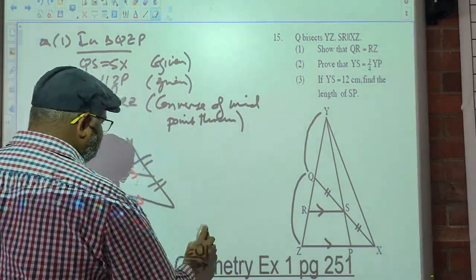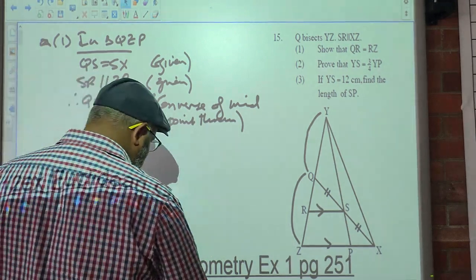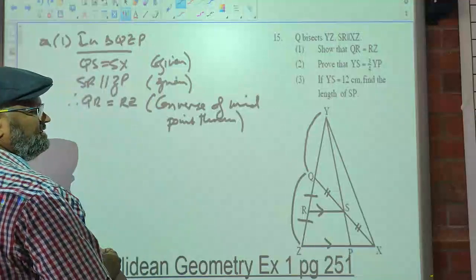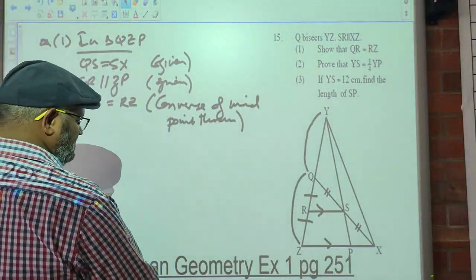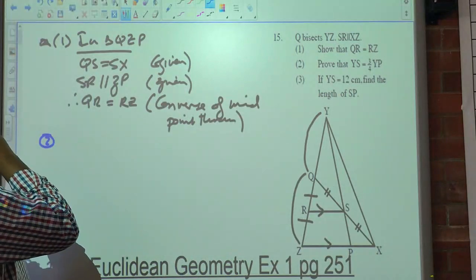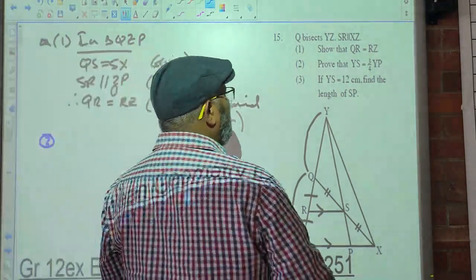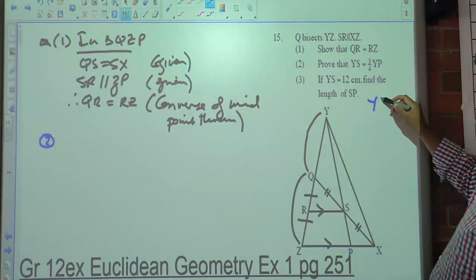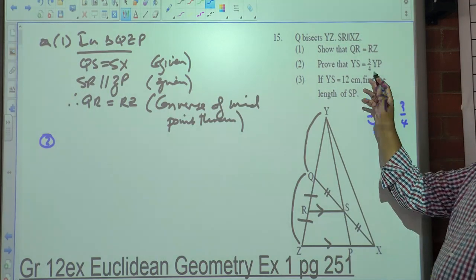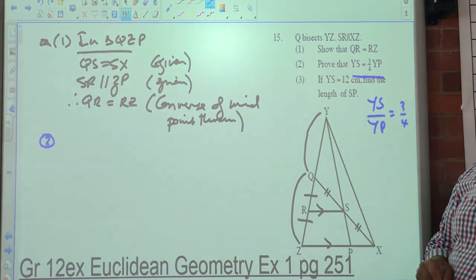Okay. So with that, I can now mark this equal on my diagram. I put there 1 and 1, to know that I've proven that is equal already. Let's look at number 2. Number 2 says prove that YS over YP is equal to 3 over 4. That's the same as proving what they're asking you there.